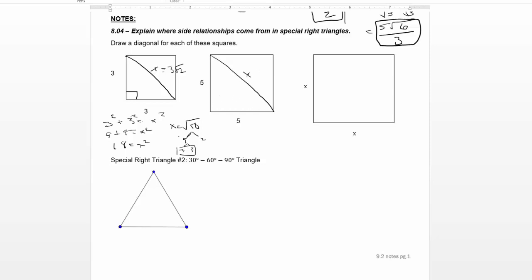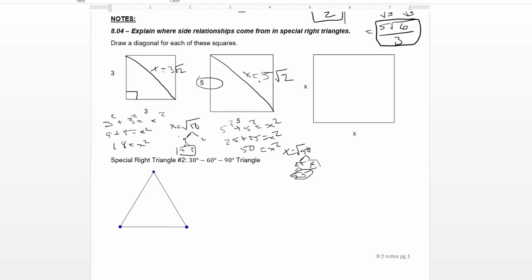And again, let's calculate this diagonal. It should be 5 squared plus 5 squared equals x squared. 25 and 25 is x squared. 50 is x squared. So that means that x is the square root of 50. And if you, again, simplify with a factor tree, 25 and 2, 5 and 5, a pair of 5s, a single 2, 5 square roots of 2.